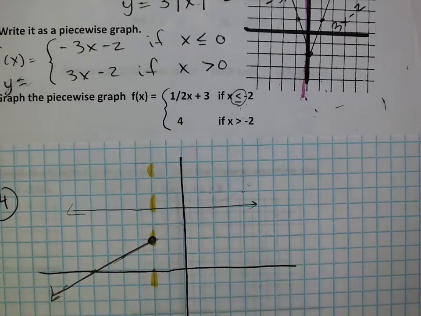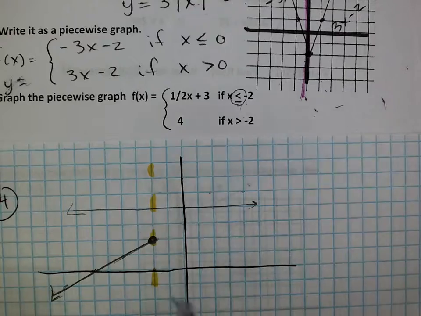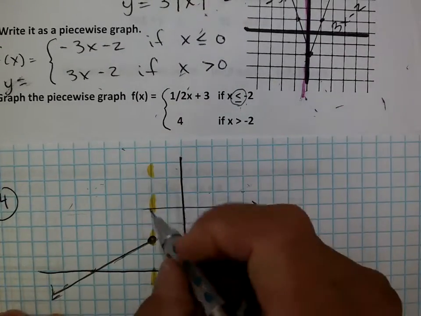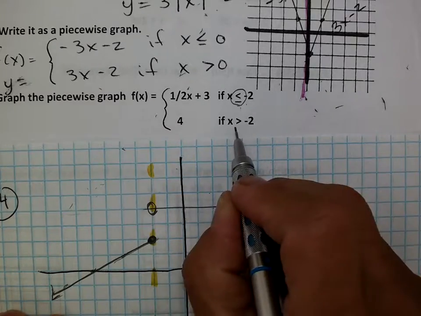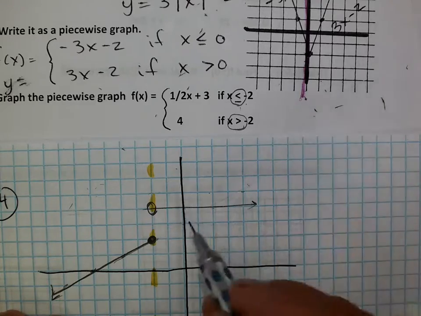Except I don't want all of that line. I only want a piece of it. And the piece I want is where x is greater than -2. So I'm going to erase this back half. I'm going to put an open circle right there because there's no equal sign, and I can't count the point twice. It wouldn't be a function.